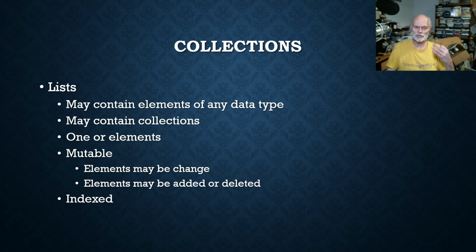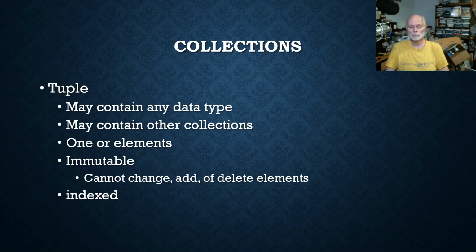Python also has a number of collections. They have lists. They can be of any data type, the elements, 0 to as many elements. They can contain other collections. Lists are mutable, meaning I can change the elements. I can add and delete from them. And we reference them with an index. We'll see lists in these collections much later in these videos.